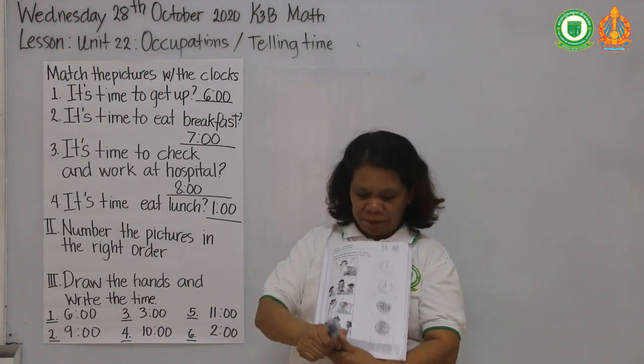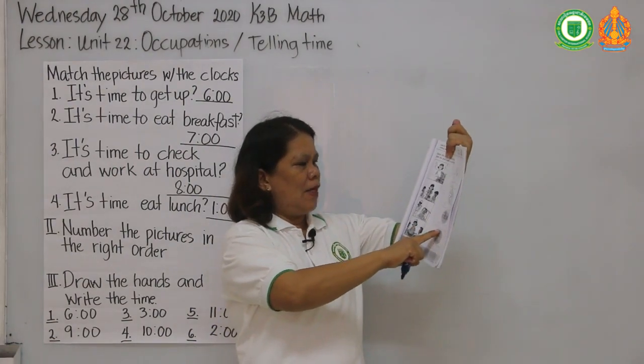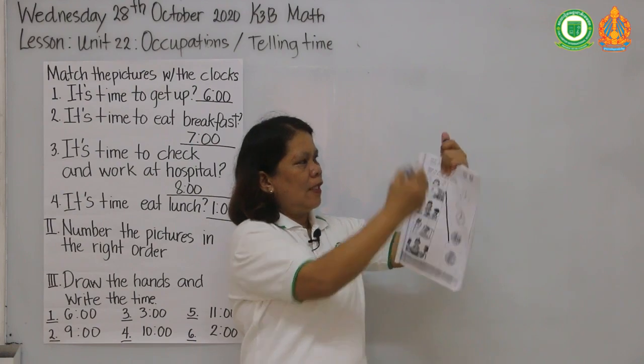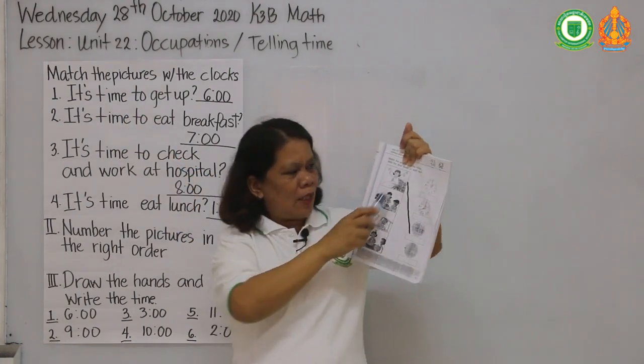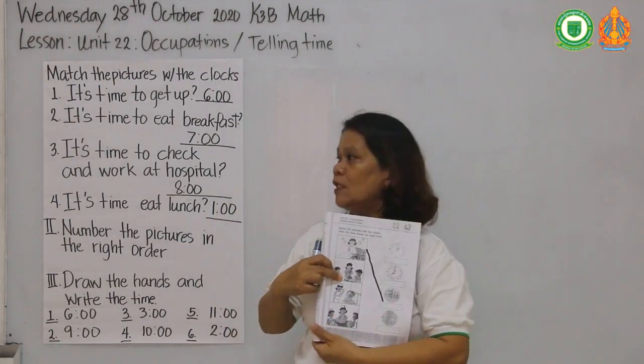Okay, for example, here is 6 o'clock. You're going to draw a line from 6 o'clock. So here, it's time to get up, so I get up at 6 o'clock. And number 2, do it by yourself.